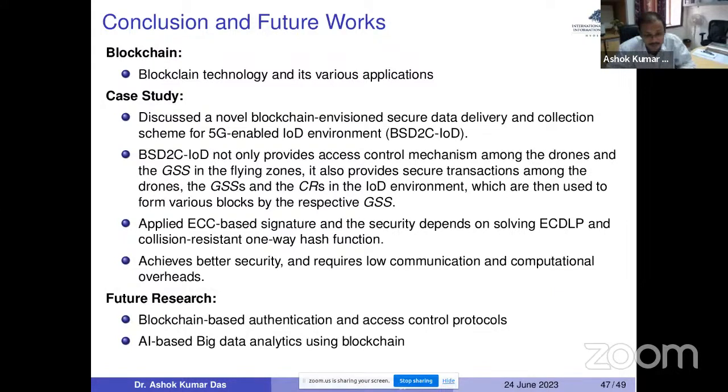Then we applied ECC-based signatures, and the security depends on the elliptic curve digital signature algorithm and collision-resistant one-way hash functions. It has been shown that the scheme achieves significantly better security and requires significantly lower communication and computational cost. As future research work, AI-based big data analytics using blockchain would be a good research direction, if you are interested.